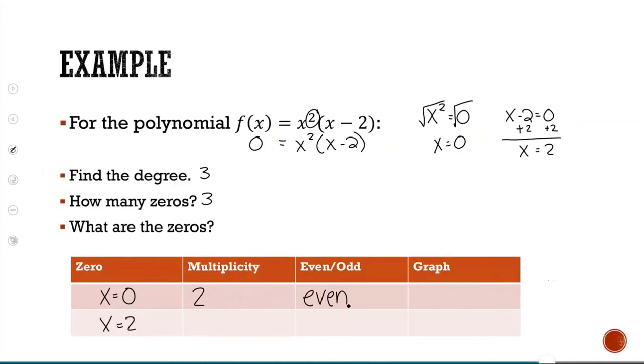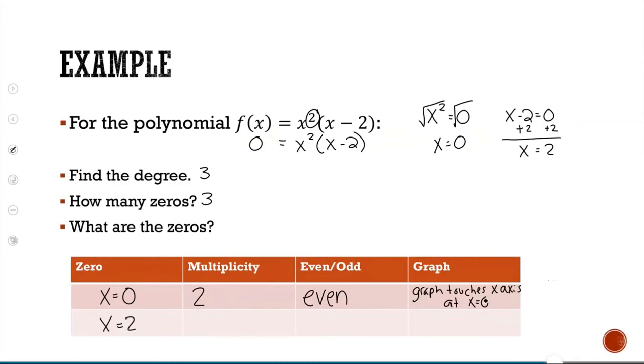Okay, so I'm going to say that the graph touches the x-axis at that 0. Okay, so at x is equal to 0. All right, what about the 2? What's the multiplicity on the 2?